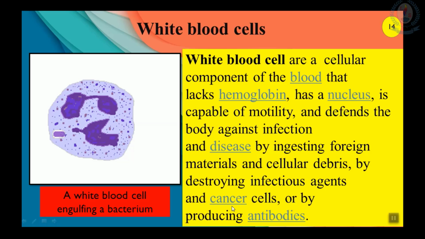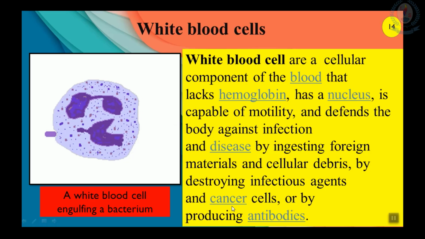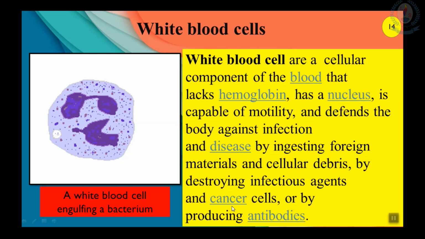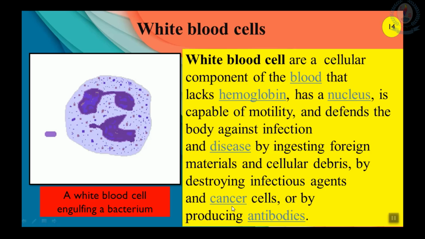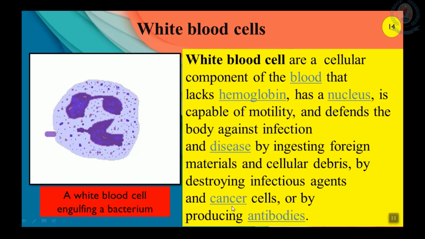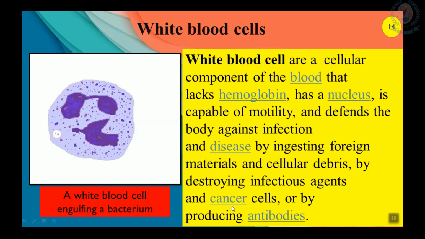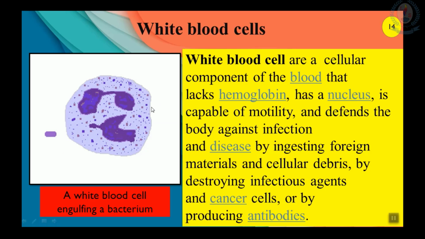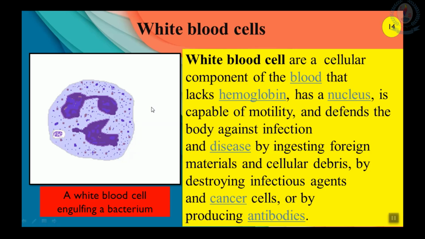White blood cells are capable of producing antibodies, which act as markers to recognize foreign pathogens or disease-causing organisms. They give the other cells the information about these pathogens to kill and destroy them. So in this diagram, you can clearly see how a white blood cell engulfs a bacterium and destroys it.